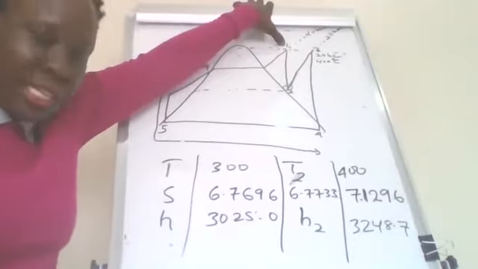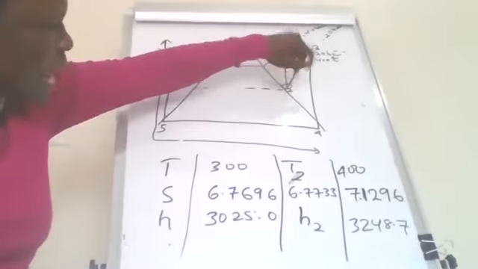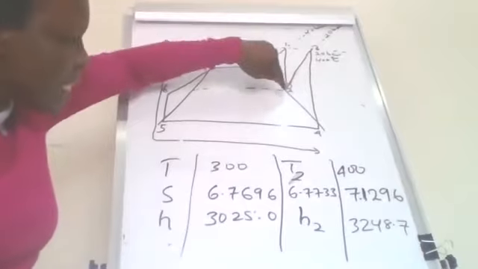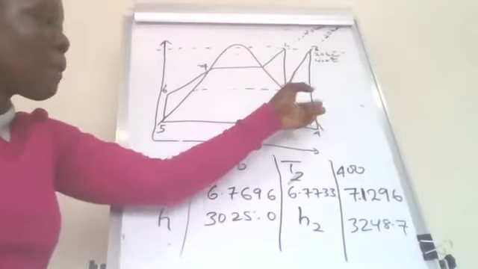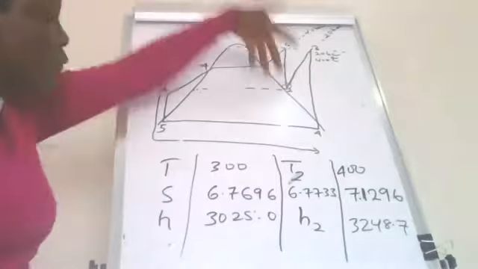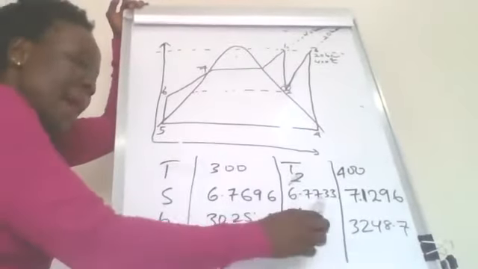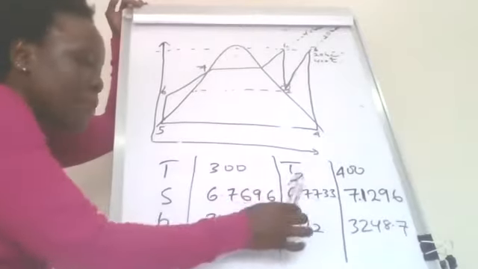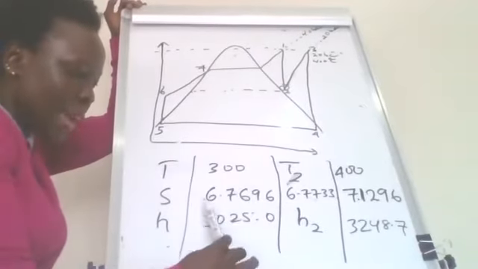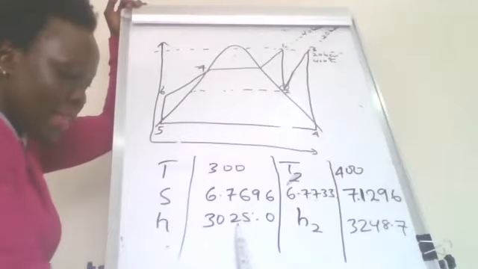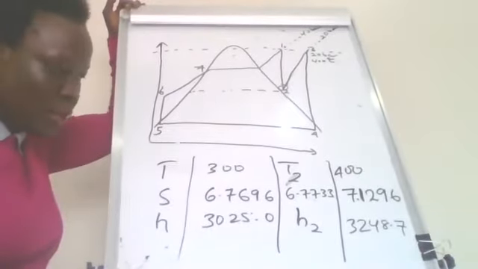We can find H1, we already know it. We also know S1. But at 20 bars, we have established S1 is equal to S2, but the S2 we have is greater than the SG value at 20 bar, where we are stopping. Meaning it's not in the mixed region, it is in the superheat region. So how do we find our H2 value? We don't know it. But at 20 bar, what do we know? We know the S value. We don't know the temperature and we don't know H2. This might not even be necessary. But at 300 degrees, we know the entropy and we also know the H value. And at 400 degrees, we know the entropy and we know the H value. So how do we find H2?